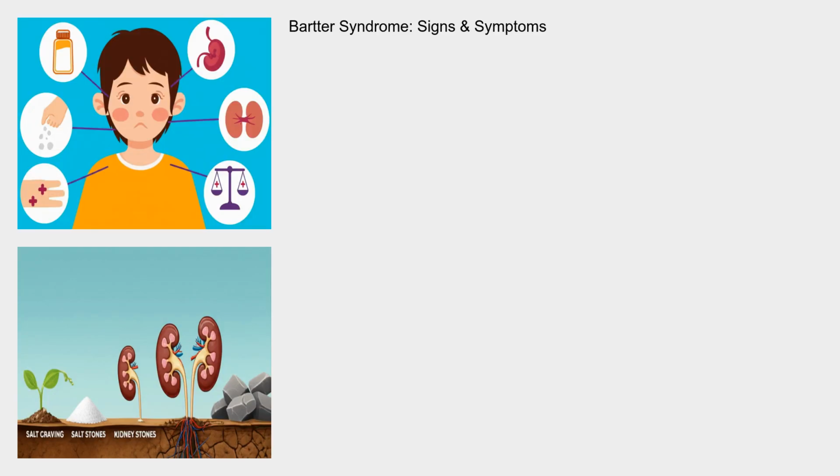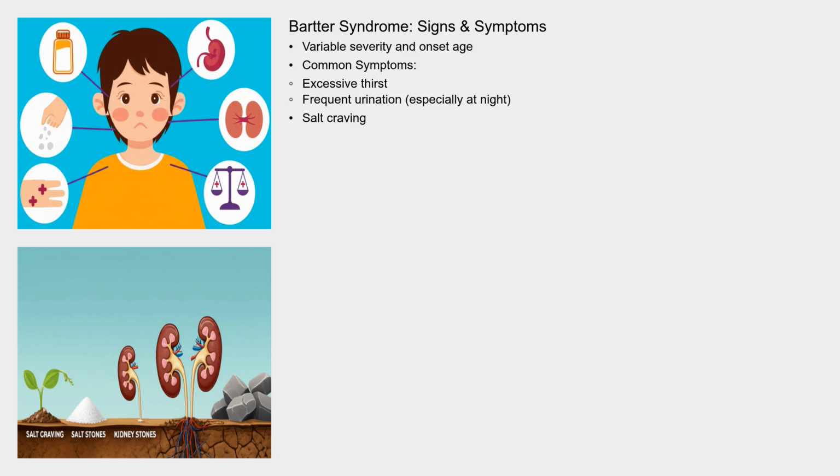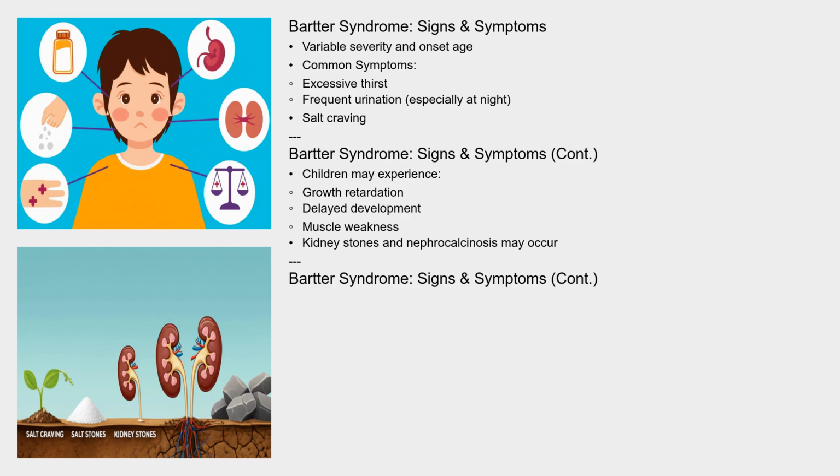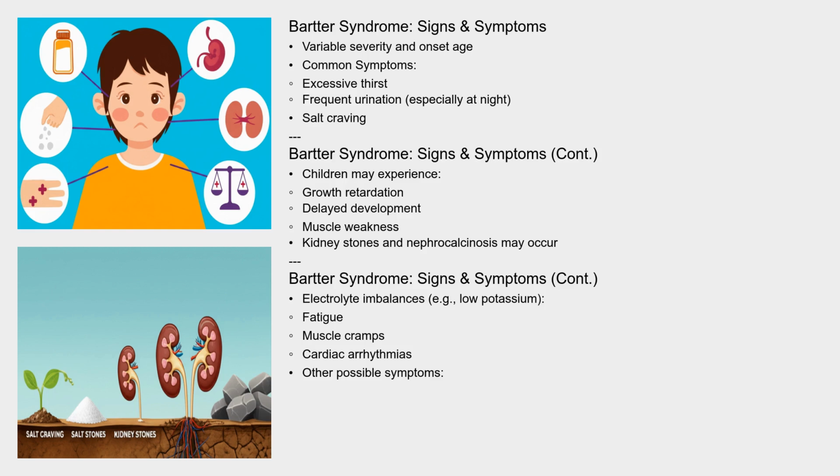The signs and symptoms of Bartter syndrome can vary in severity and age of onset. Common symptoms include excessive thirst, frequent urination, particularly at night, and a craving for salt. Children with Bartter syndrome may experience growth retardation, delayed development, and muscle weakness. In some cases, kidney stones and nephrocalcinosis, the deposition of calcium in the kidneys, can occur. Electrolyte imbalances, such as low potassium levels, can cause fatigue, muscle cramps, and even cardiac arrhythmias. Some individuals may also experience constipation or abdominal pain.